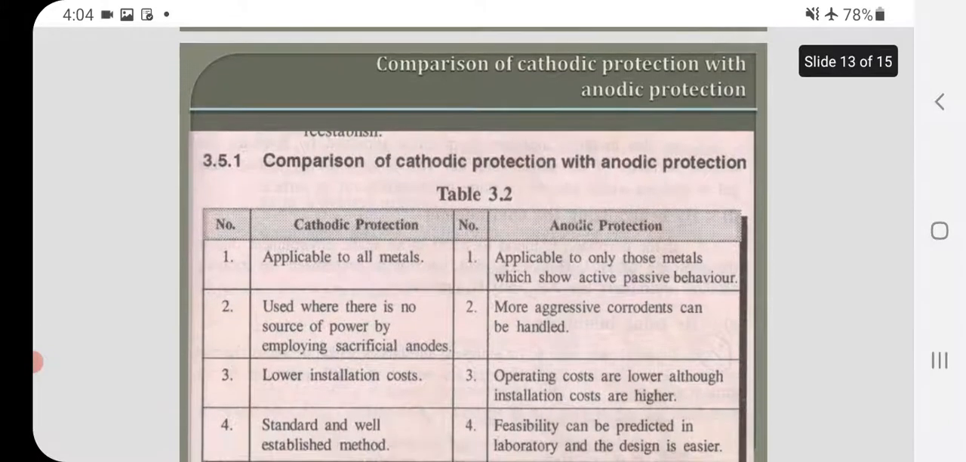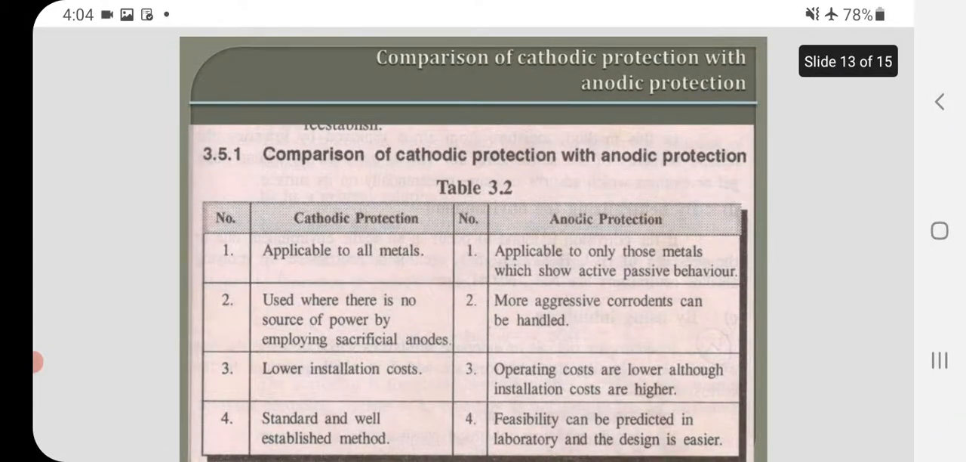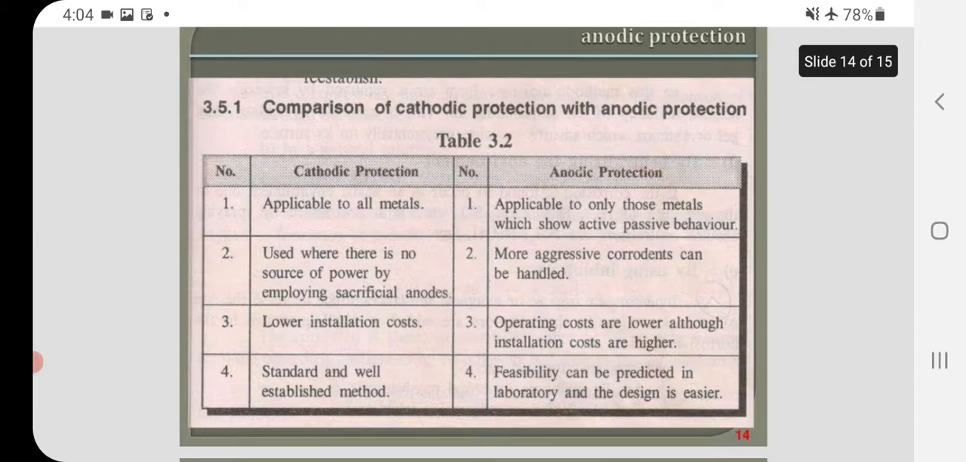Next, comparison of cathodic protection with anodic protection. In cathodic protection, applicable to all metals. In anodic protection, applicable to only those metals which show active-passive behavior. Cathodic protection is used where there is no source of power by employing sacrificial anodes. In anodic protection, more aggressive corrodents can be handled.